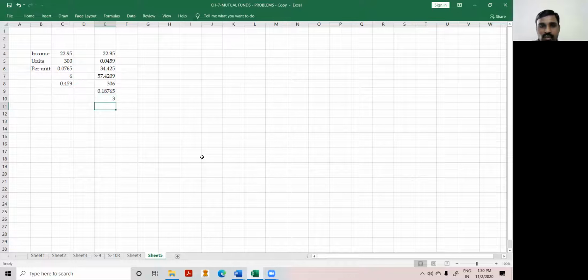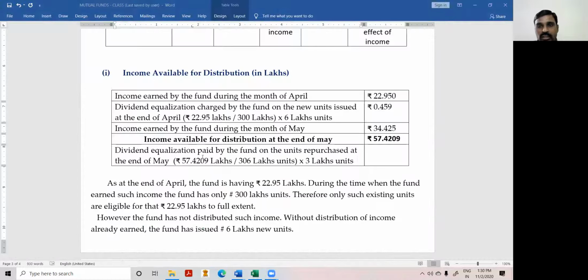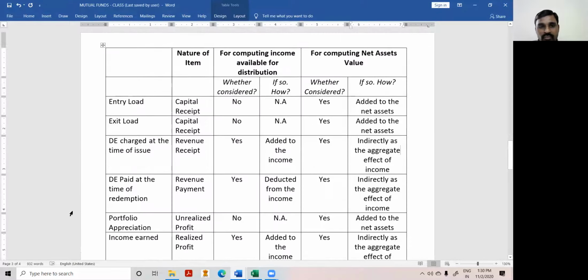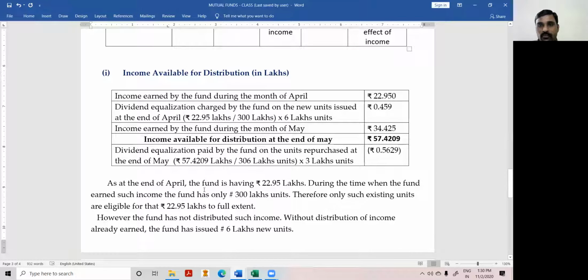The 3 lakhs units are going out of the fund. So this is the point: 0.5629 in total. 0.5629 will be deducted. In the above table, I have given how to treat it: dividend paid at the time of redemption is deducted from the income because it is a revenue payment.